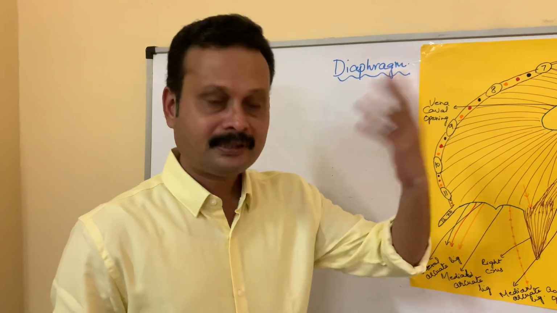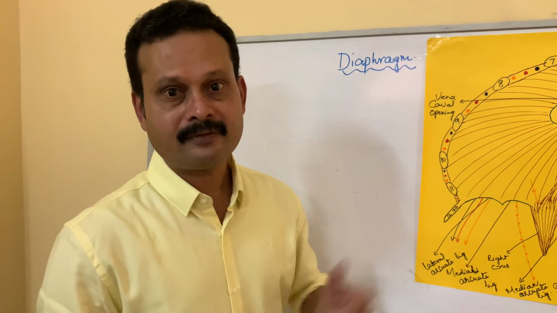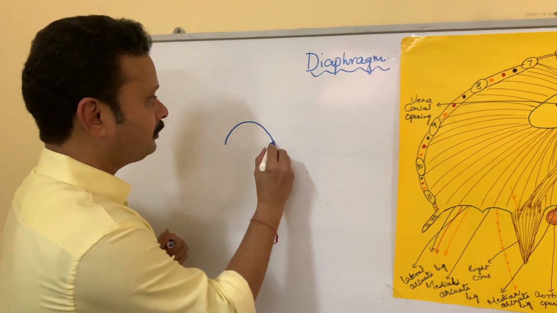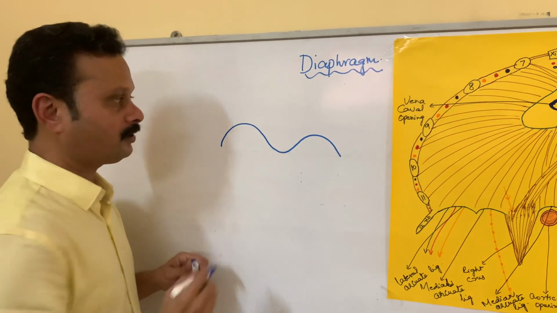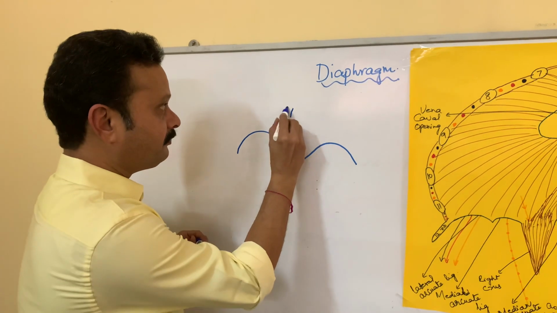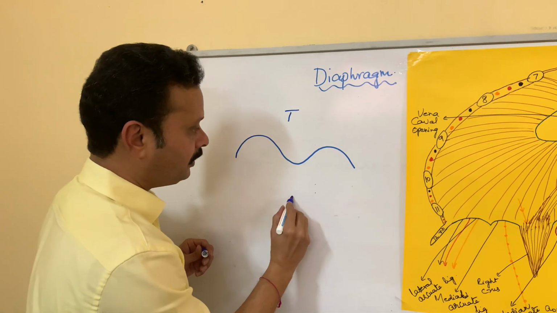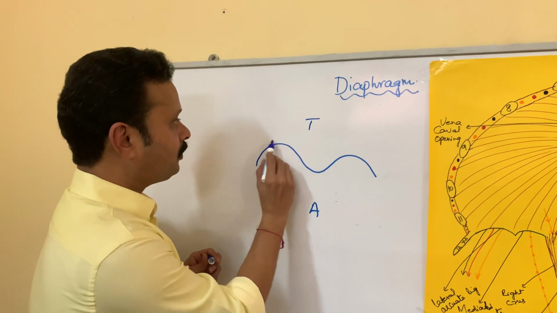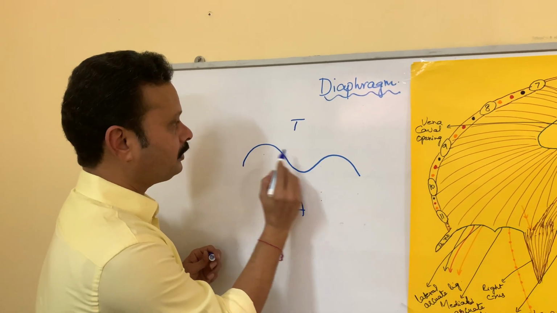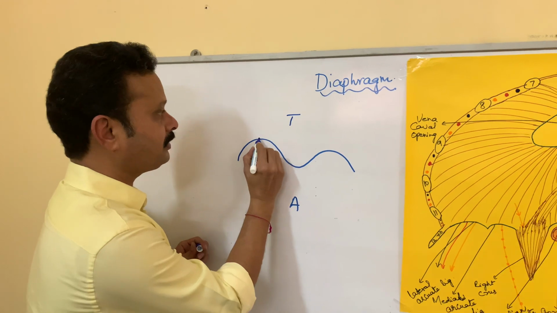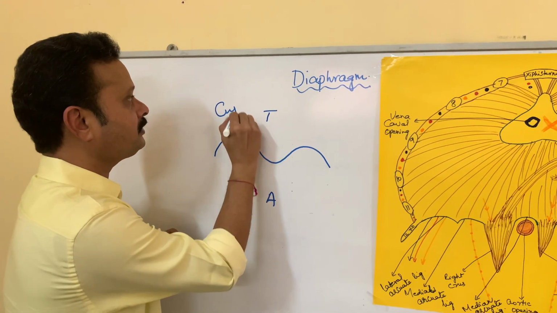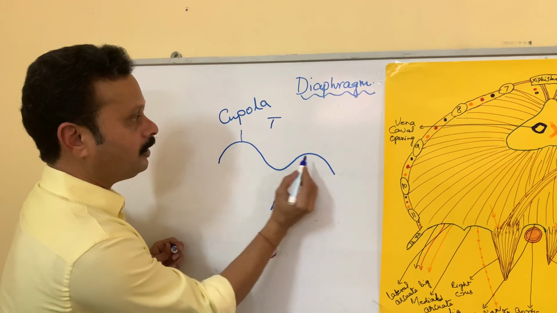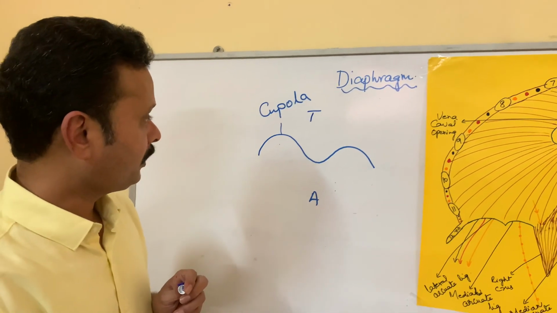The thoracic surface of the diaphragm is somewhat convex on two sides. If you see, it is somewhat like this. This is the thoracic surface, the thoracic part of the diaphragm, and this one is the abdominal part of the diaphragm. It presents two convexities, one on the right and one on the left, and the summit of this convexity we call the cupola. So this is the right cupola and this one is the left cupola.